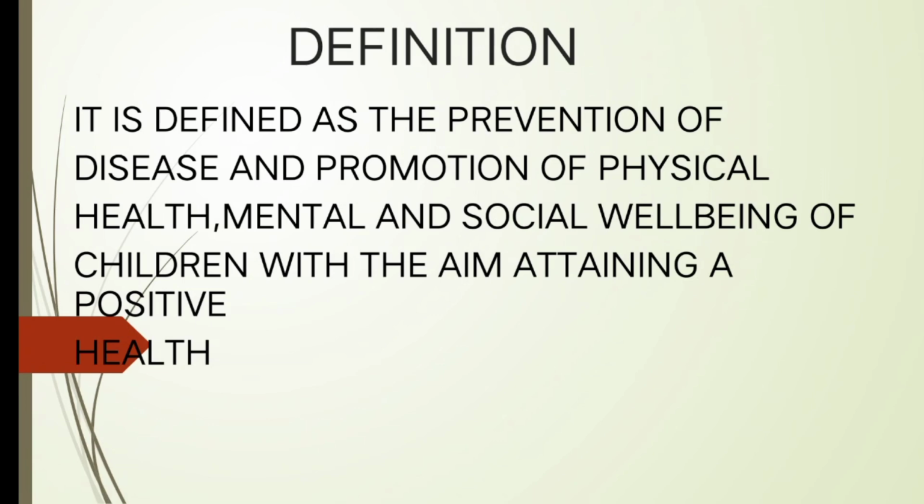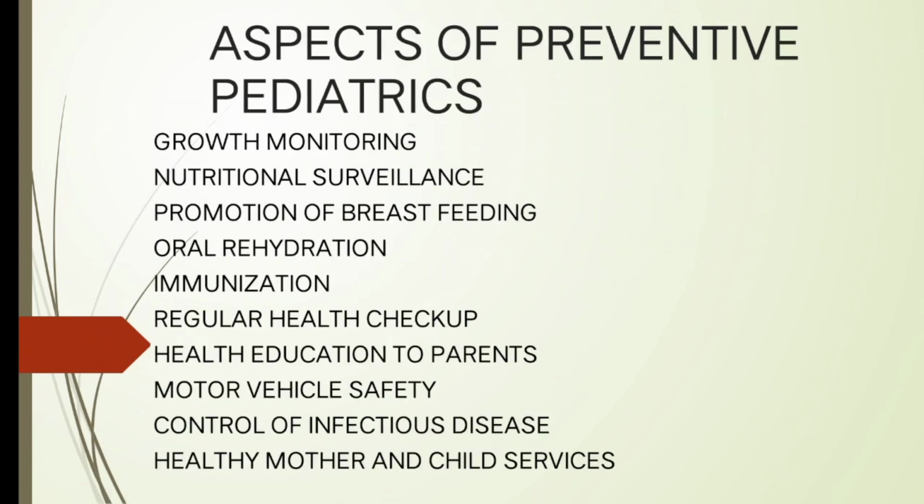So the definition is that it is defined as prevention of disease and promotion of physical health, and we are not only concentrating on the promotion of physical health but also the mental and social well-being of children, with the aim of attaining positive health. So our main intention is to attain positive health by health promotion, health maintenance and health restoration. We opt for some strategies for health promotion, that is, preventive measures to prevent some diseases. For example, diarrhea. If we do proper cleaning and sterilization, proper hygienic measures and proper attention to food materials, we can avoid the disease condition, that is health promotion.